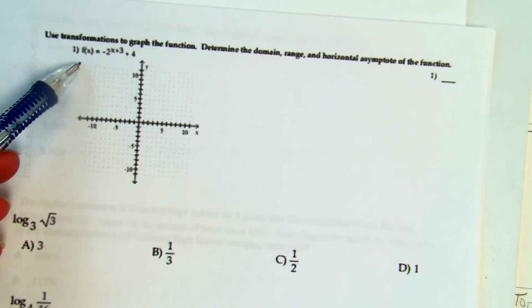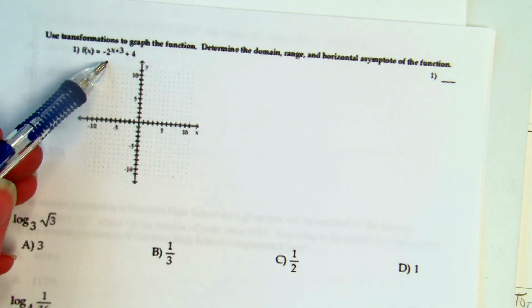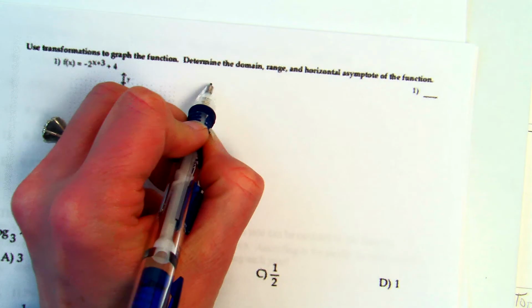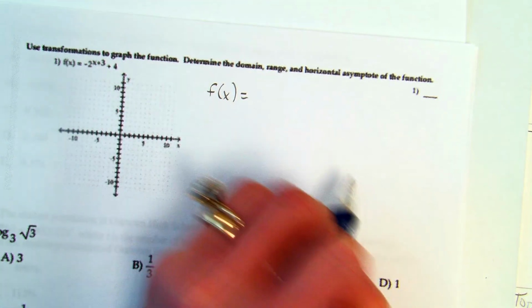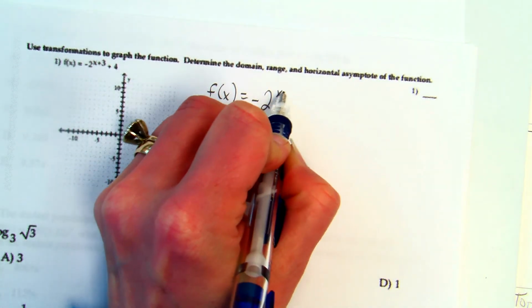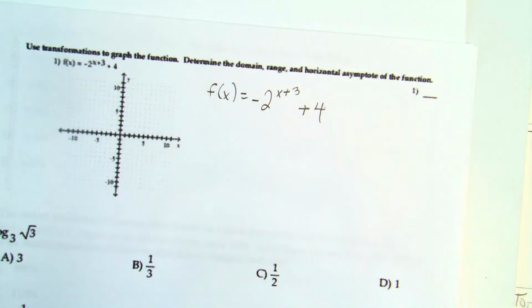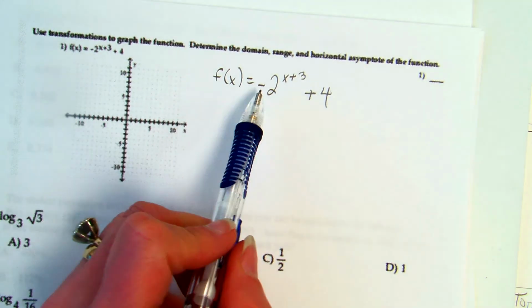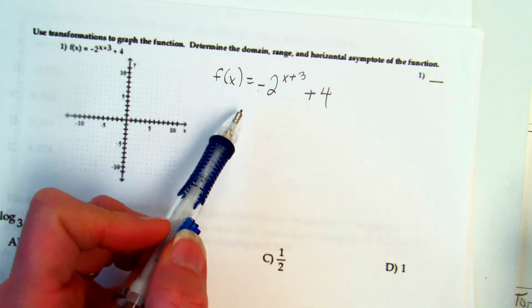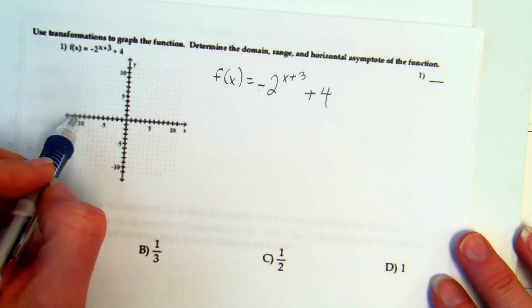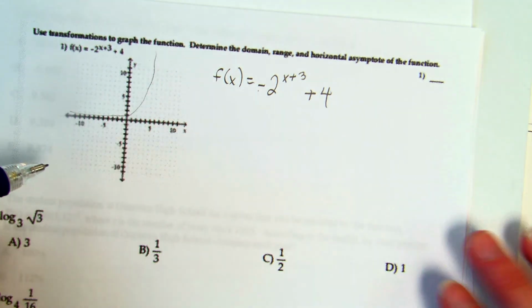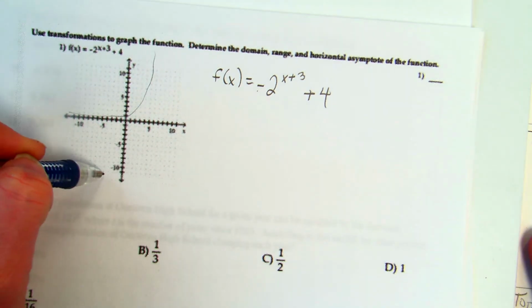So f of x equals -2 raised to the x plus 3 plus 4. So that says f of x, in case it's hard for you to read, f of x equals -2 raised to the x plus 3 plus 4. Now, in the problem that I just did, we talked about transformations. This negative sign should reflect your graph upside down. So it takes the original. The original is somewhere right through here. That negative takes it, turns it upside down. So I'm gonna turn it upside down. So it's gonna do this.